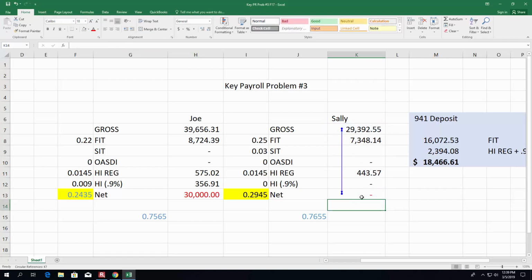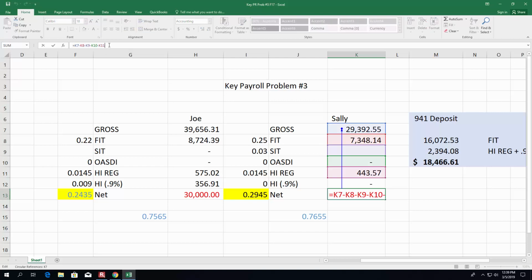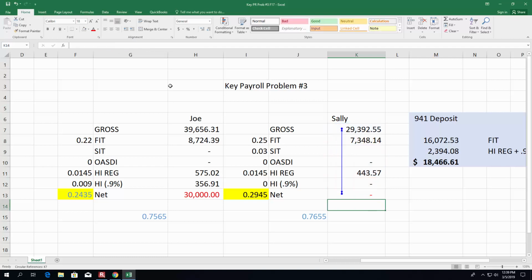Oh, this is telling me I've got a circular reference. Let me explain what's going on in Excel. Whenever you get one of those weird blue lines, it means you have a circular reference. You're referring to a cell that's already being used to calculate, and this was calculated based on that, so it's not liking that. Let's just get rid of that completely.